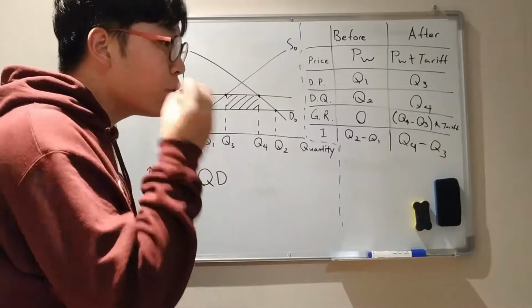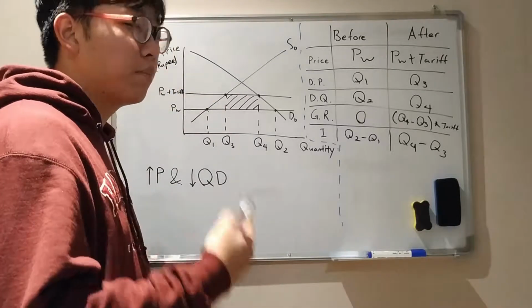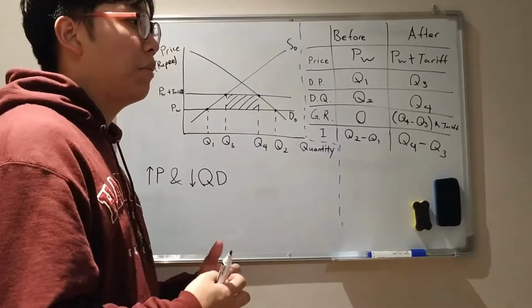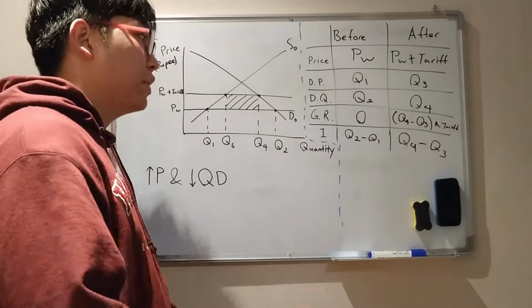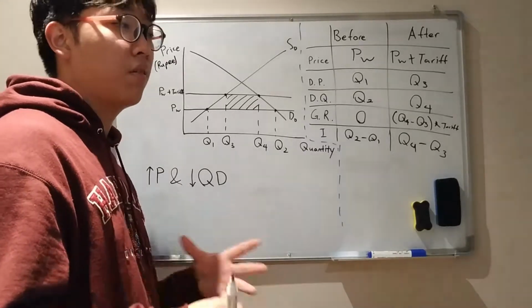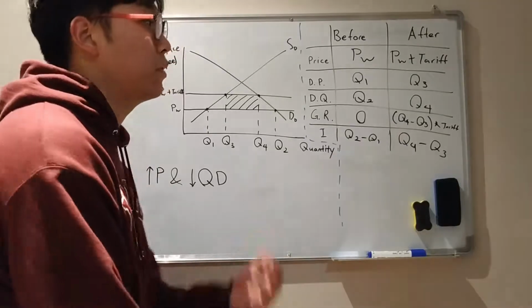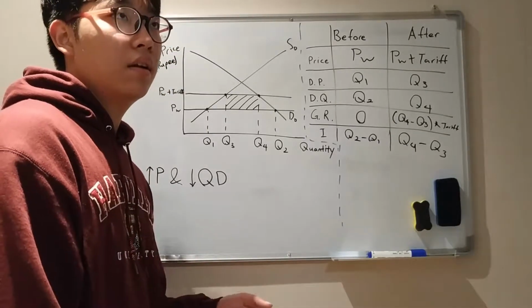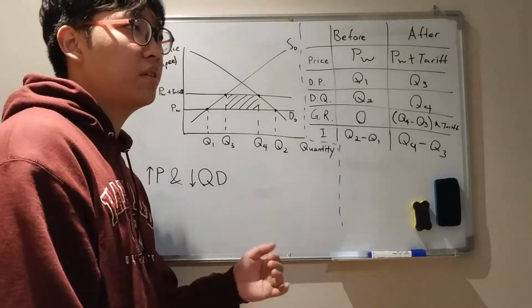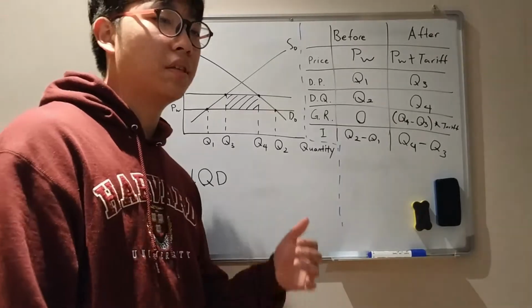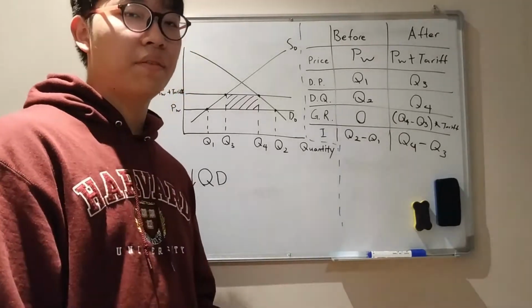So when you're writing the essay, it is important for you guys to note how much the quantity demanded decreased. It is important for you guys to note how the domestic production increased when there's a tariff. And quantity demanded only decreases and domestic production only increases if it's a properly functioning tariff.